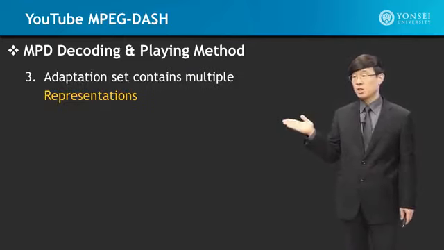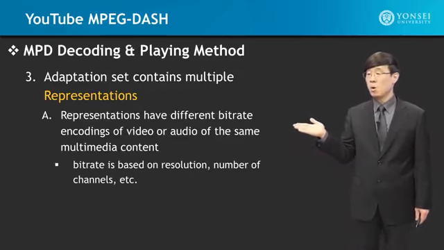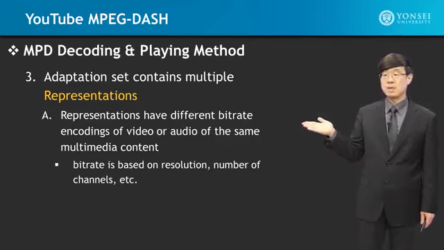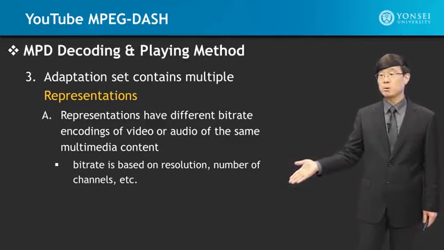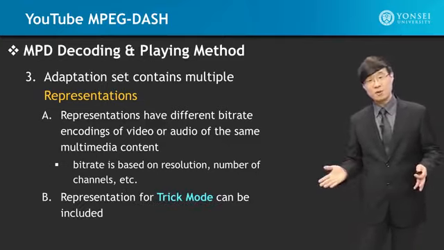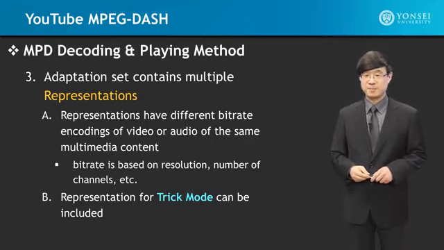A representation will have different bitrate encodings of video or audio of the same multimedia content. The bitrate is based on resolution, number of channels, and other information. The representation for trick mode can be included. And for YouTube, having that in there is a necessity.